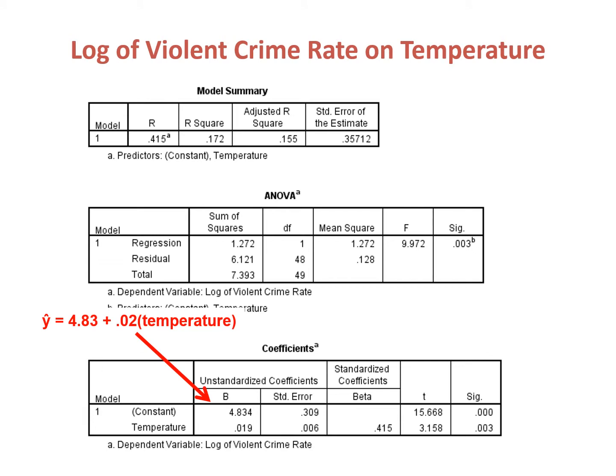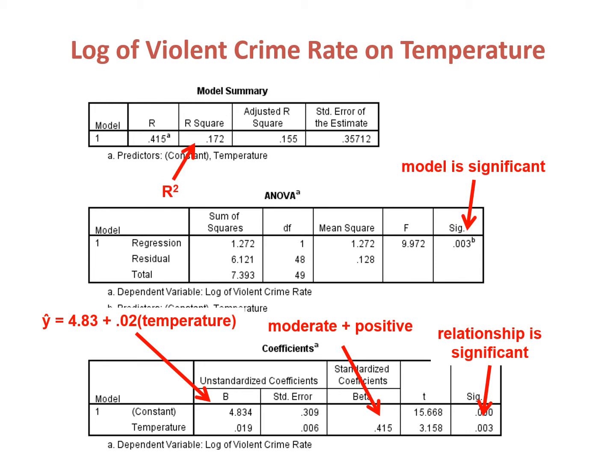Here is the output from the regression of the log of the violent crime rate on temperature. The betas give us the parameters for the equation of the line. The slope is 0.019, which I round to 0.02, and the y-intercept is 4.834, which I round to 4.83. The standardized beta indicates that the relationship is moderate and positive. The significance value of the relationship is 0.003. 0.003 is less than 0.05, so we say that the relationship is statistically significant.